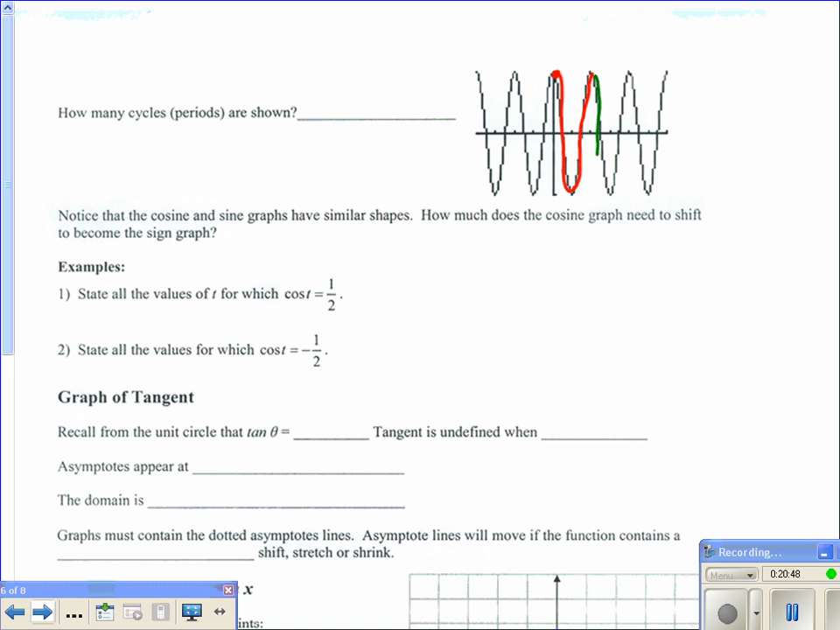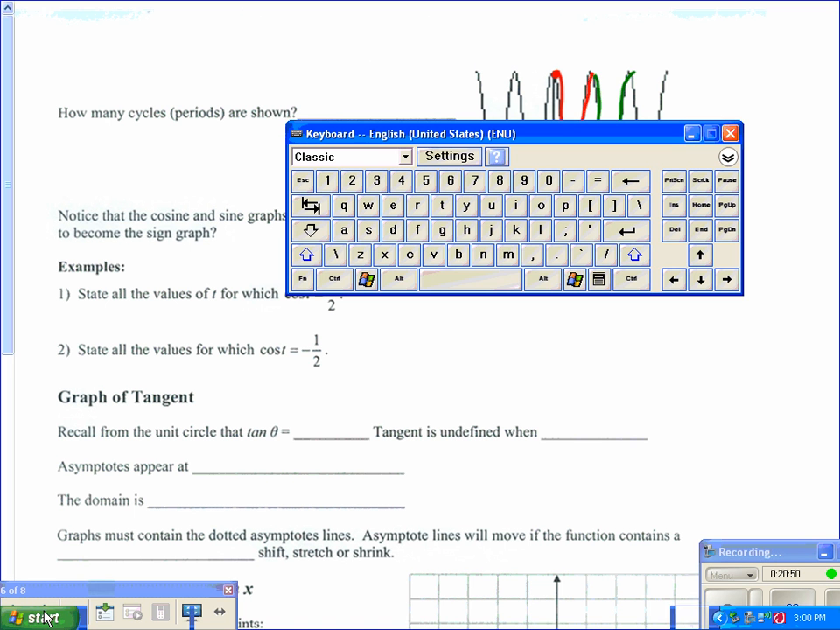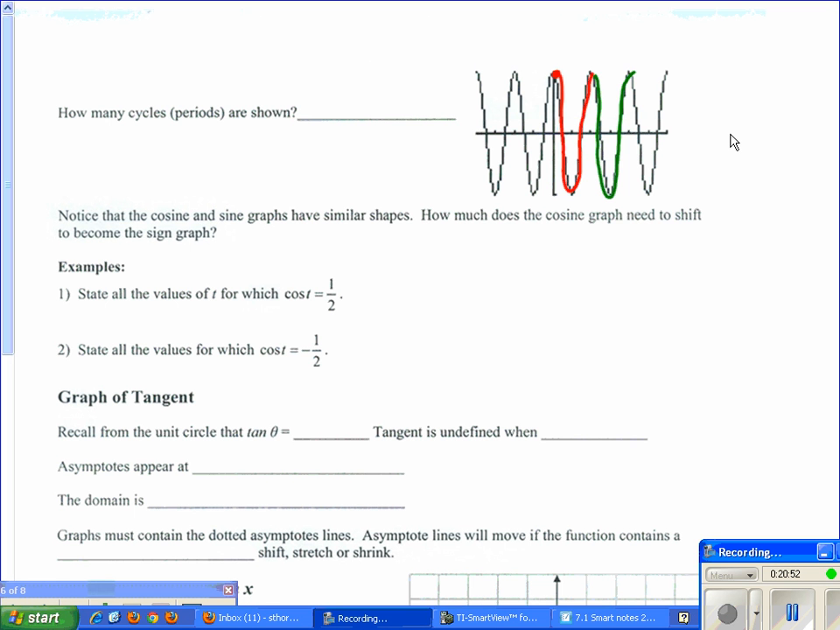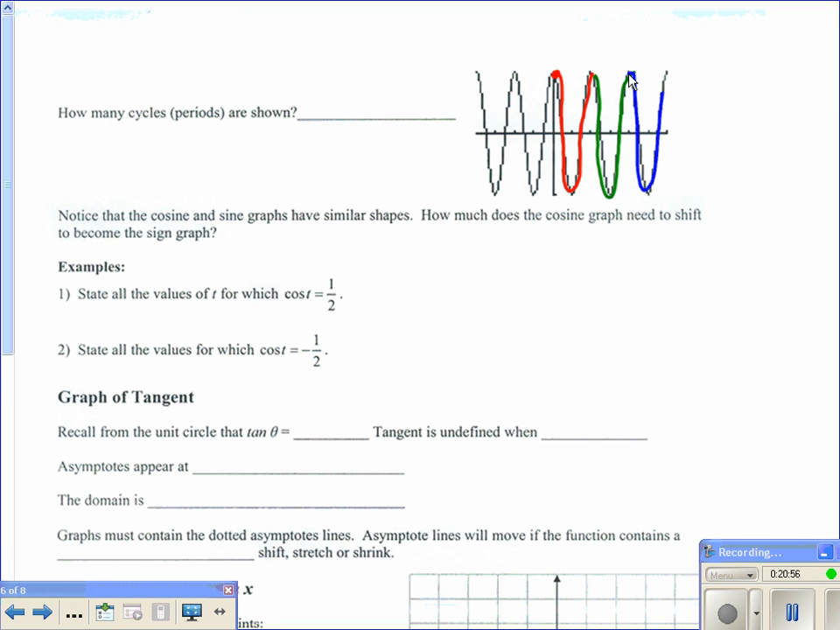Then you have another one. And then you notice you have another one right here. And then we can go backwards. So if you look, you have 1, 2, 3, 4, 5. So 5 cycles are shown in this graph.